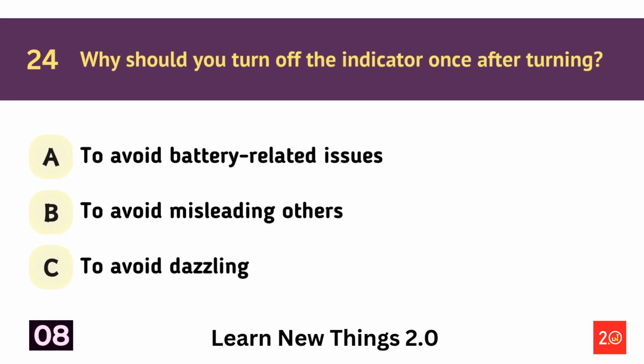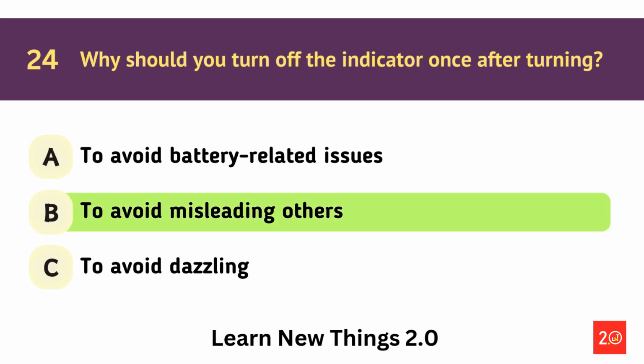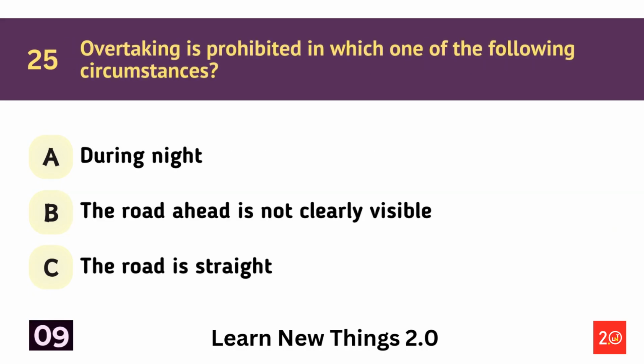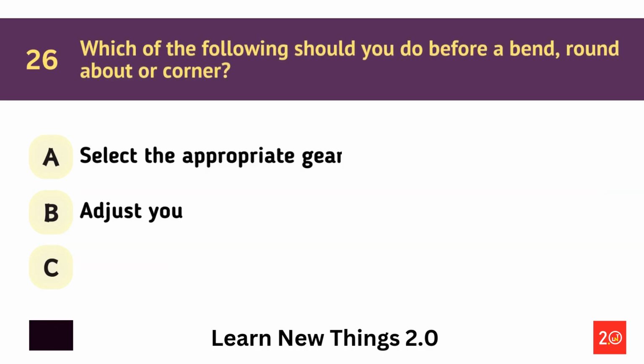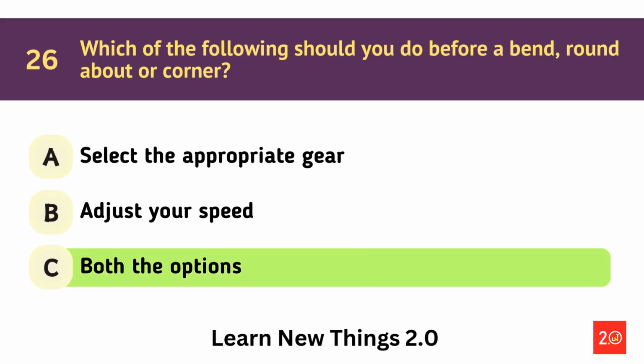Why should you turn off the indicator once after turning? To avoid misleading others. Overtaking is prohibited in which one of the following circumstances? The road ahead is not clearly visible. Which of the following should you do before a bend, roundabout, or corner? Both the options.